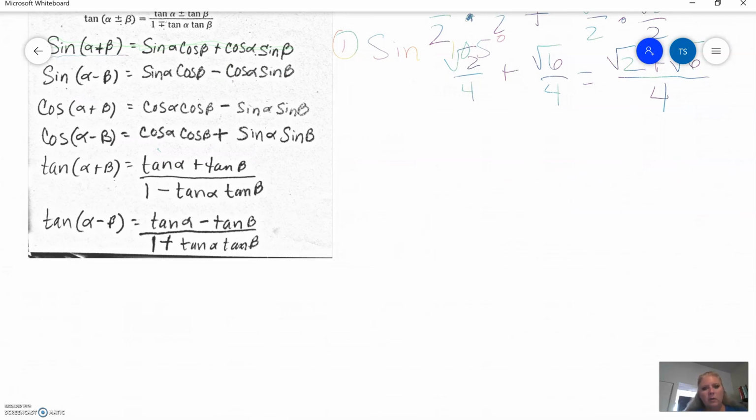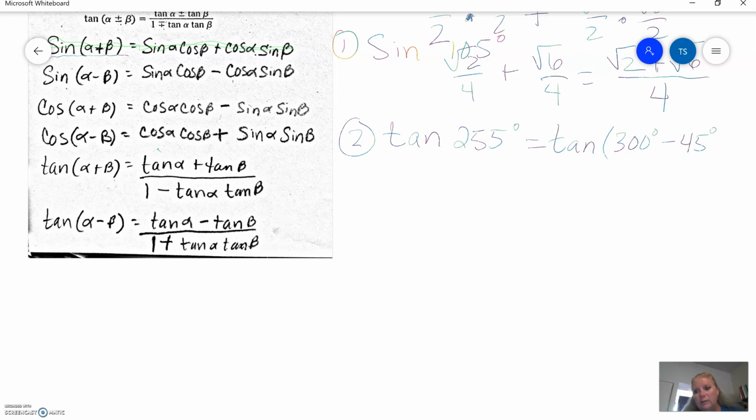Okay, so I'm going to do a tangent one because tangents are a little scary. We're going to do the tangent of 255 degrees. All right, so sum and difference, either two angles that will add to 255 or subtract to 255. Doesn't matter what you choose to use. I'm going to do a subtraction because the first thing I thought of was 300 minus 45 degrees. That's the first thing I thought of, so that's what I decided to run with.